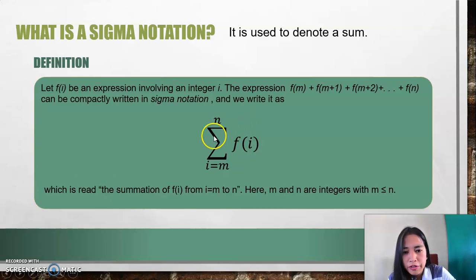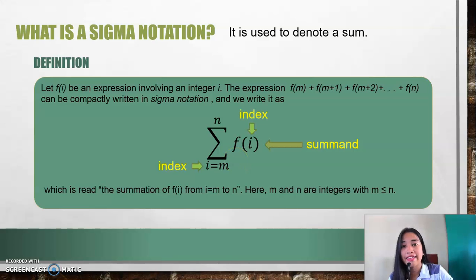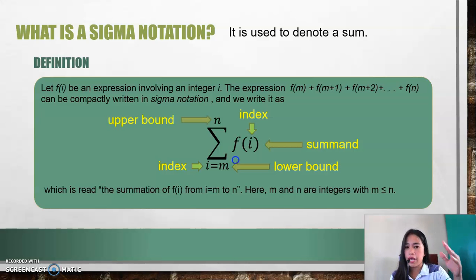We have different parts of the sigma notation. This one is called the summand, the expression that we will add. The i is called the index. We have m, which is the lower bound, the beginning, while n is the upper bound, or where it ends.